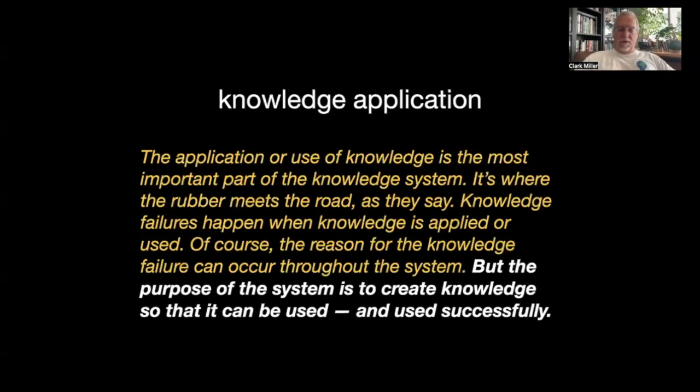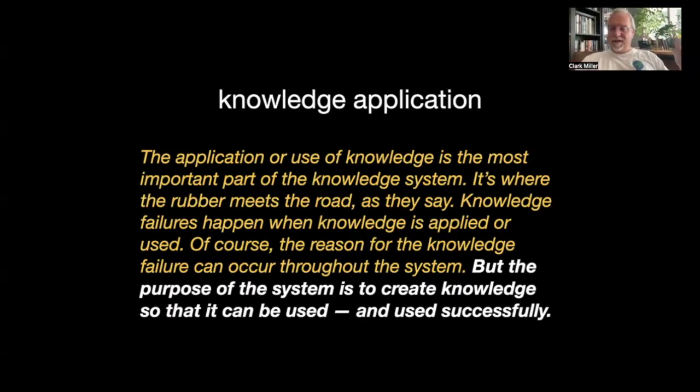All right. So, come back to where I started. The application of the knowledge in a knowledge system, the use of that knowledge, is the most important part of a knowledge system. It's what its purpose is. As I said here, it's where the rubber meets the road, right? And it's where knowledge failures happen. It's not necessarily where the cause of the knowledge failure is. And we'll learn a lot about that when we get to the sessions on knowledge failures and we begin to look in more detail at particular examples of that, right?